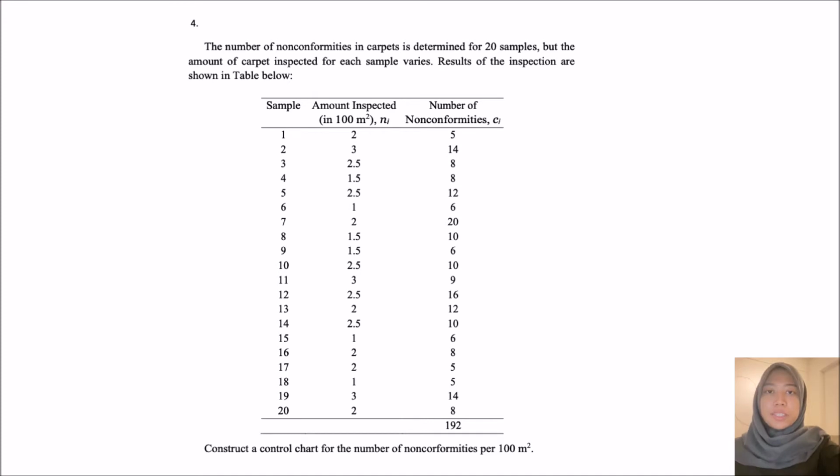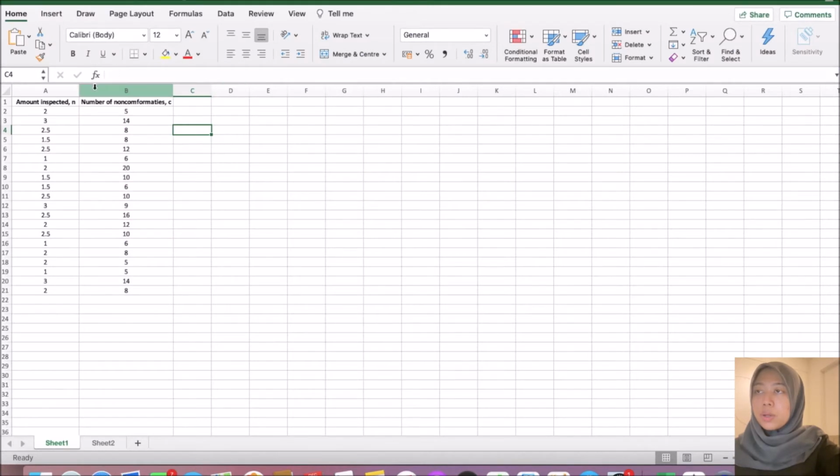Hi, my name is Nurul Akila, and now let's continue to number 4. Okay, so this is the question for number 4, and now let's get to the Excel for number 4. So here's the amount inspected, the N, and the number of nonconformities is C.